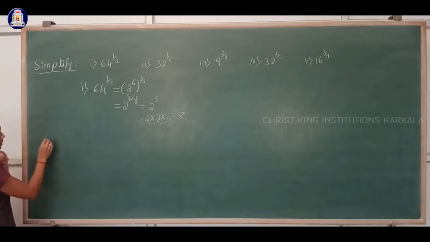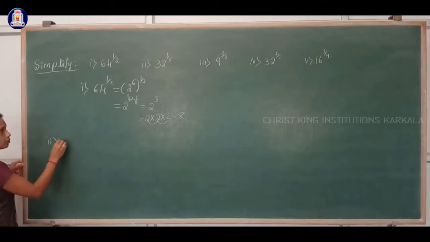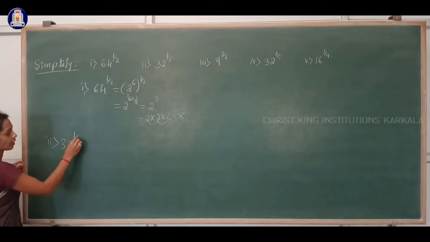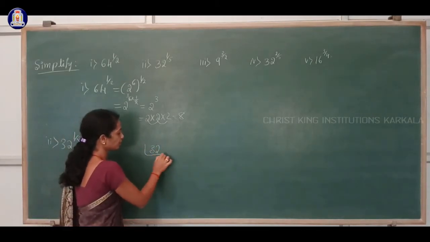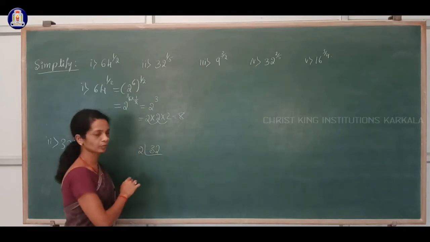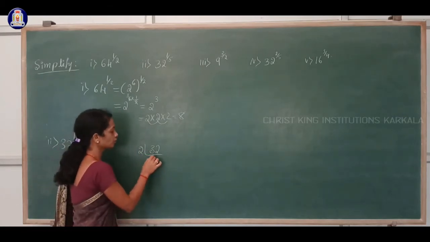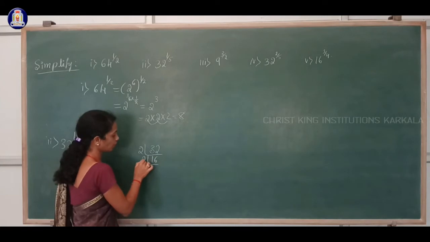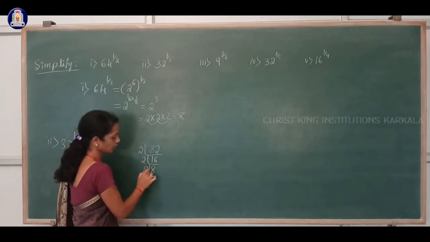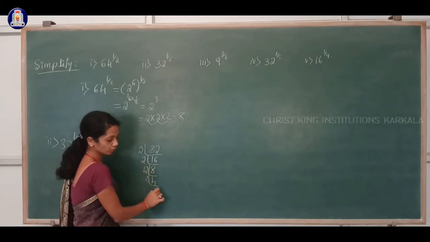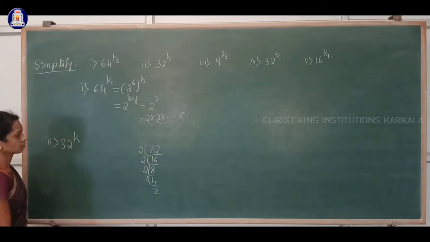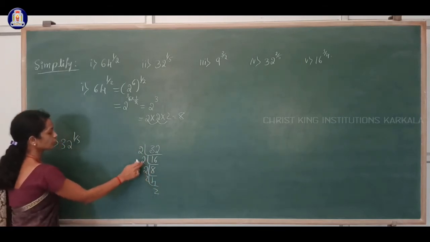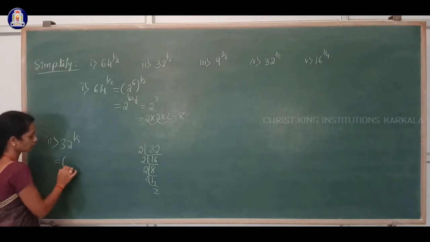Next, the second one is 32 to the power 1 by 5. Again, the base you have to divide by prime numbers. Okay. First we take 2 because this is an even number. 2 16s are 32, then 2 8s are 16, then 2 4s are 8, then 2 2s are 4. Like that you have to take only prime divisors to divide. So here how many 2's are there? 1, 2, 3, 4, 5. 5 2's. So 32 you can write as 2 to the power 5.